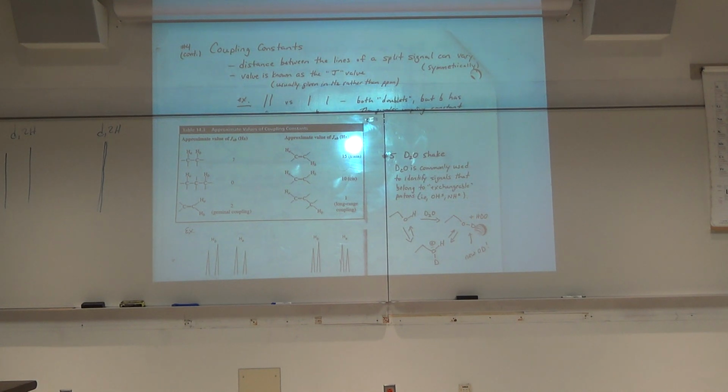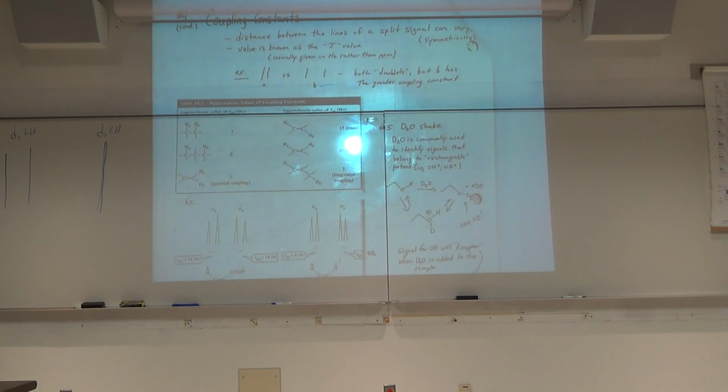These are said to have different coupling constants. It basically refers to the width between your lines. Larger coupling constant, smaller coupling constant. This value, which is a coupling constant, is also known as a J value. J values are given not in ppm, but in hertz. Okay, basically up there is what I just drew on the board.